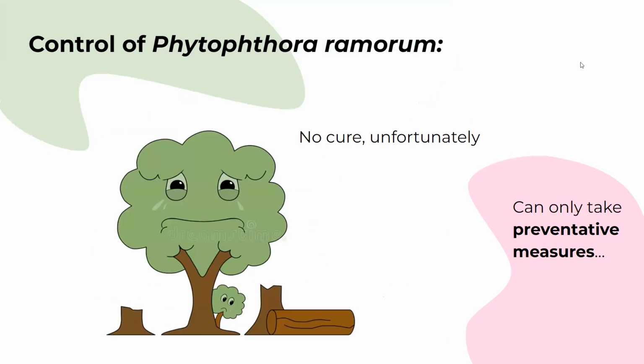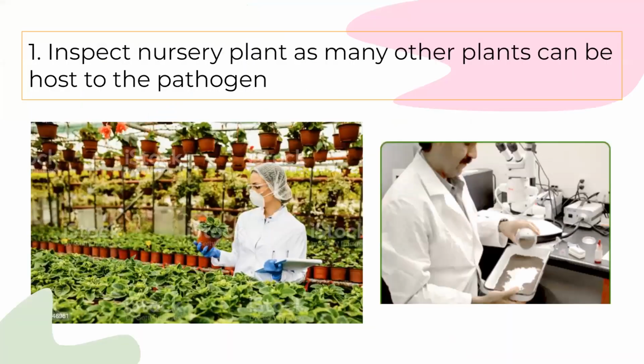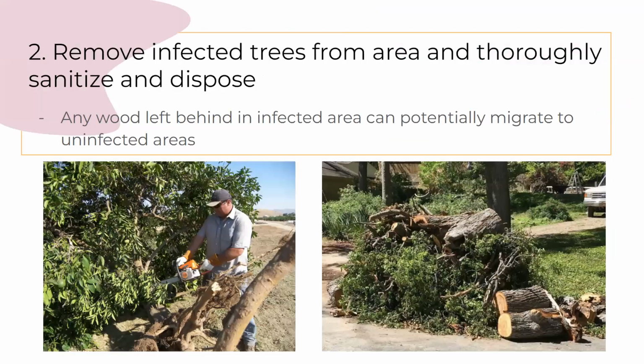Unfortunately, there is no cure for sudden oak death. Preventative measures, however, can be taken. For instance, before nursery plants are introduced to an area, they should be inspected for the disease as they can host the pathogen. If an infected tree is found, they must be removed from the area along with any debris that are left behind.